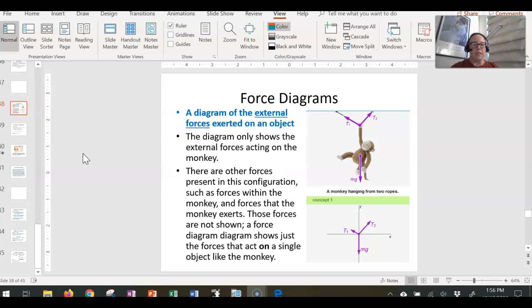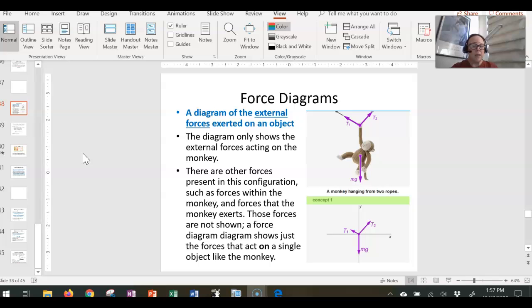So in this little example, I've got a monkey hanging from a vine. So the external forces would be forces that are being applied by objects that are outside of the monkey on the monkey. So for example, the monkey has a weight. So there's a force of gravity equal to the monkey's mass times the acceleration due to gravity, and that points down to the center of the earth. And then the monkey is holding on to a vine, and so there are tension forces in the vine, and they both are directed in the direction of those pieces of vine, and they're holding the monkey up.